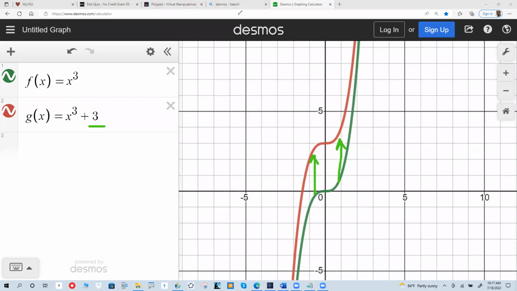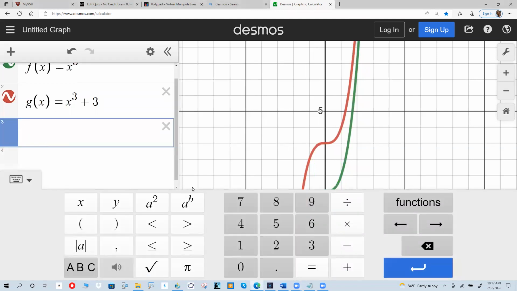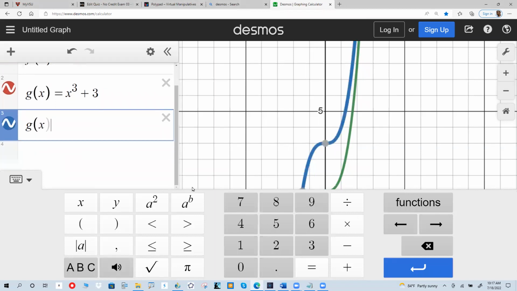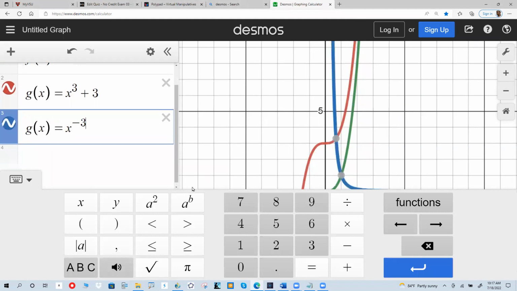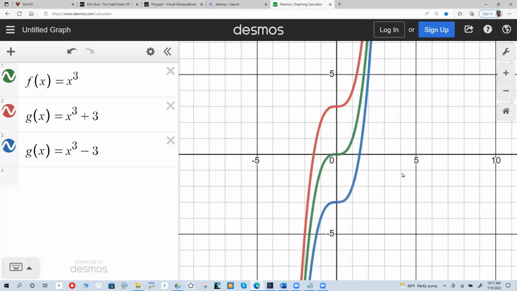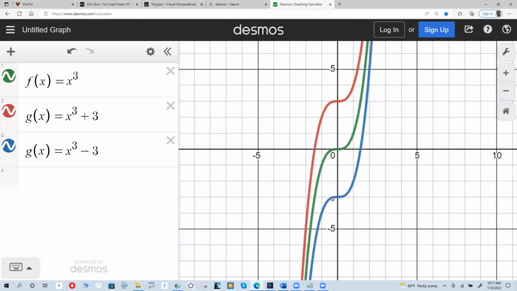Okay, let's do one more. What do you expect this to be? If I say my g of x this time is the same x cubed, but -3. Well, it should be a vertical shift 3 units down, and that's exactly what it looks like. The blue curve is the original green curve. We're always comparing to our original parent curve.